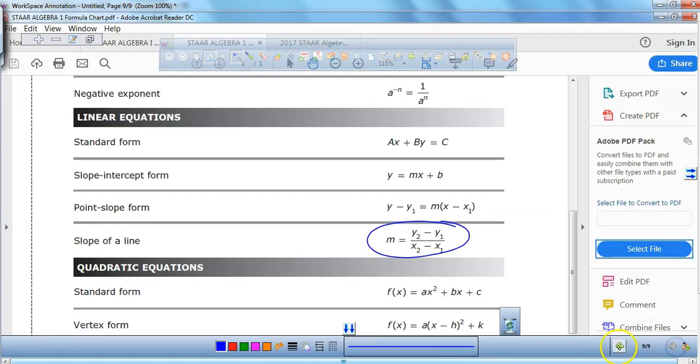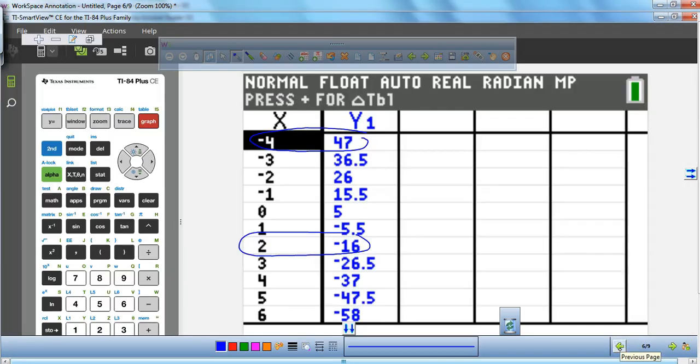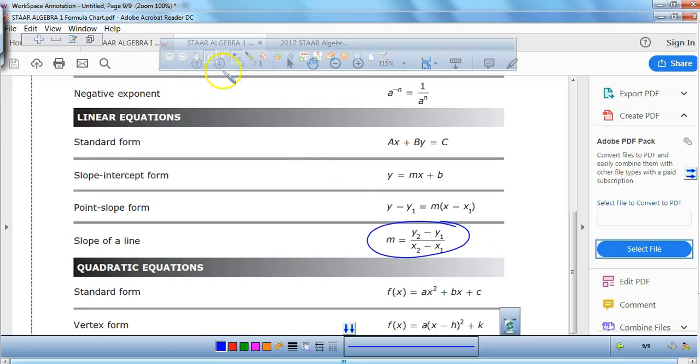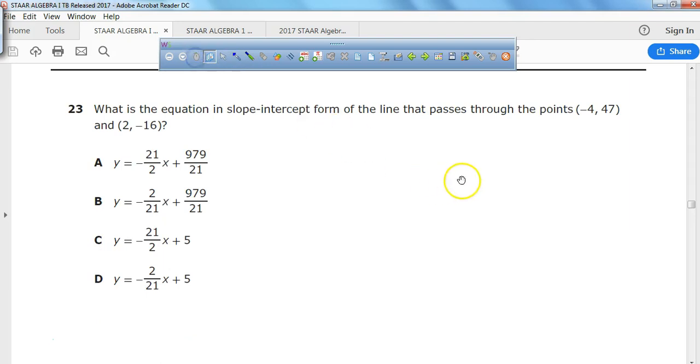Make sure you have a negative 4 and a 47 and a 2 and a negative 16. Let's see if I had over here. Oh, not that one. Right there. Negative 4, 47, and 2 and a negative 16. And that's about as easy as it gets.